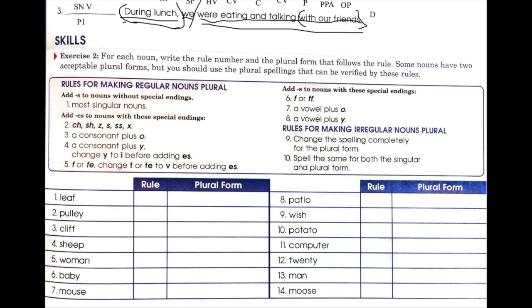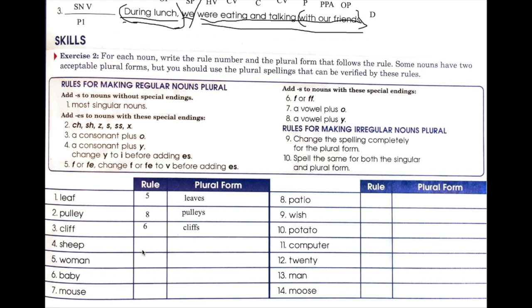Leaf ends in an F. It follows rule number 5. That means we need to change the F to a V and add ES, leaves. Pulley ends with EY, so a vowel and a Y. That follows rule number 8. Rule number 8 says we add S. Pulleys. Number 3, cliff ends with 2 F's. It follows rule number 6. We need to just add an S to the end, cliffs.